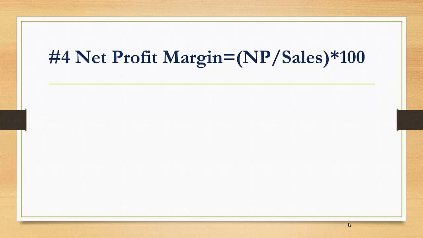The fourth ratio under the profitability category is net profit margin, and it's quite easy to understand. For net profit margin, we have net profit divided by sales and multiplied by 100.